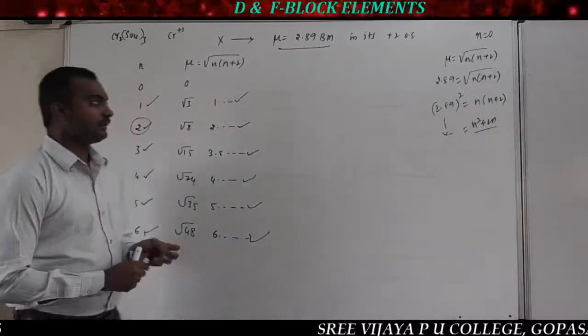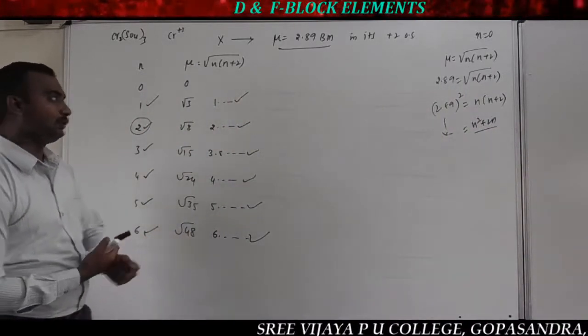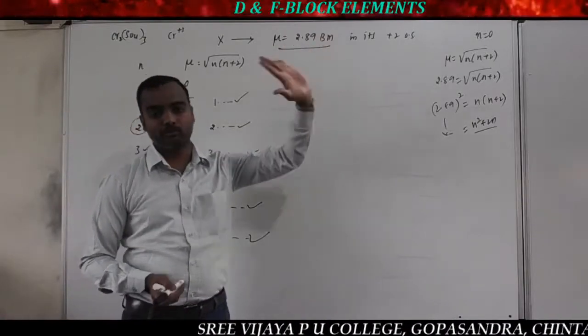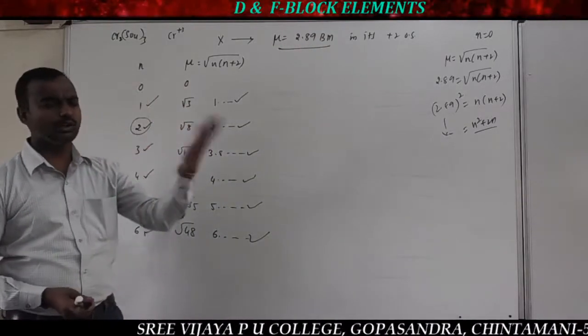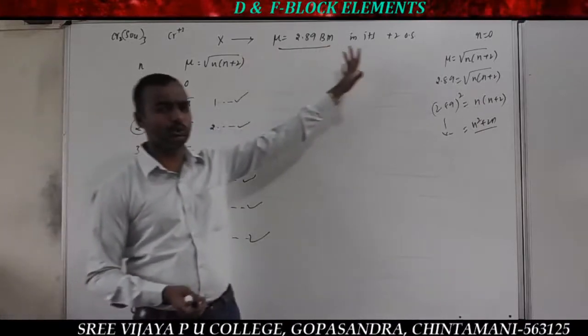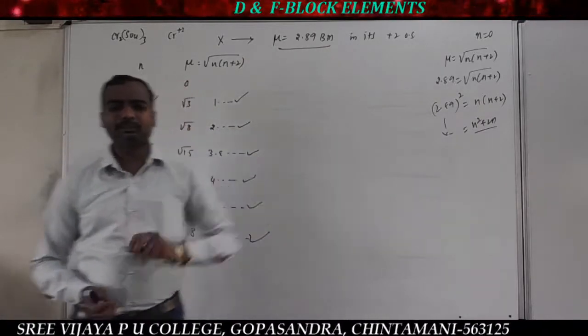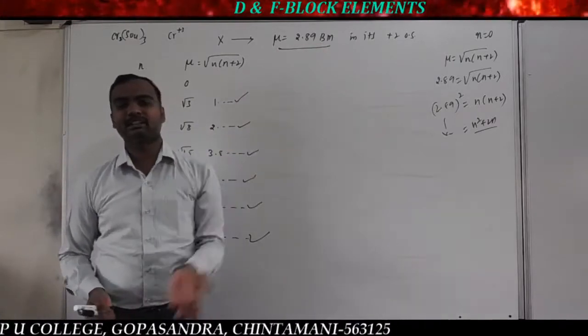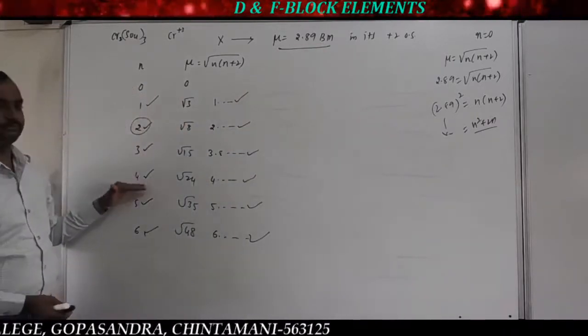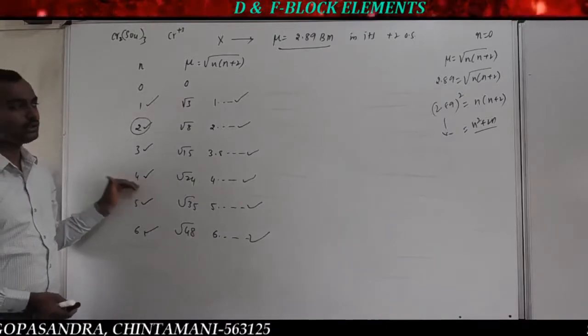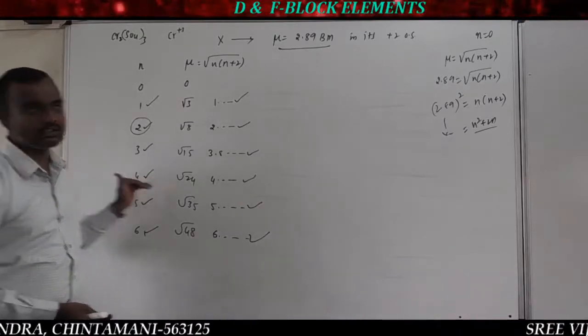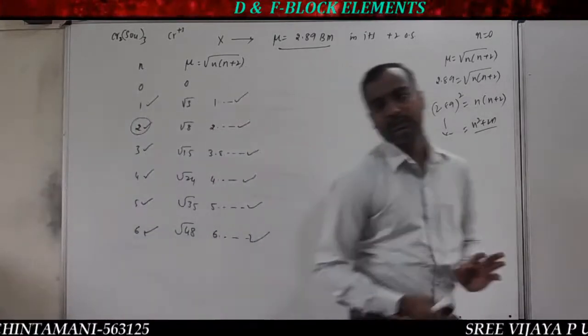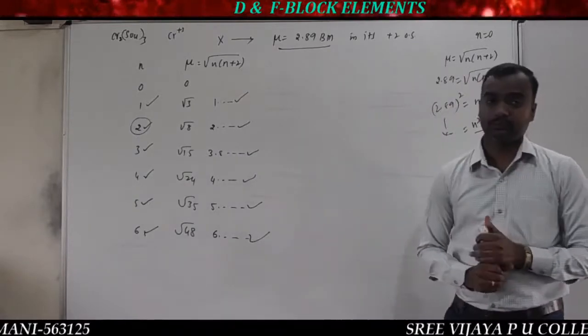If the given element has a mu value of 4.82 or 4.87 Bohr magneton, and they ask what the number of unpaired electrons is, then 4.89 is 4 point something, so definitely the unpaired electrons is 4. That is the easy way to identify the number of unpaired electrons just by knowing the mu value. That is the shortcut for your competitive exams.